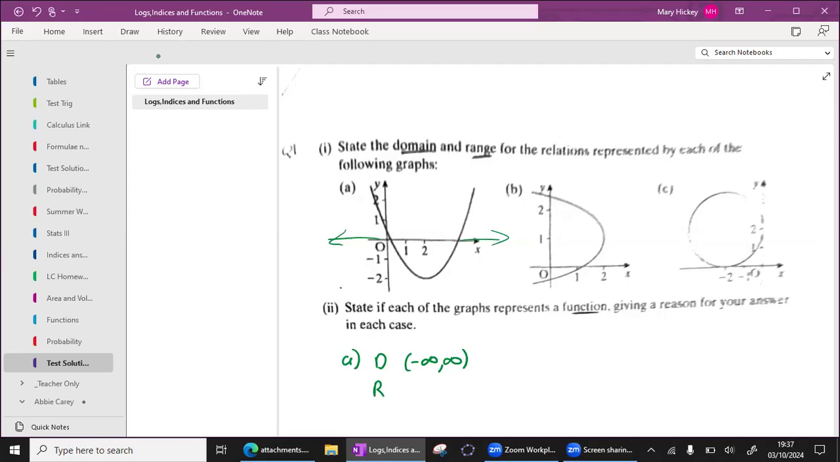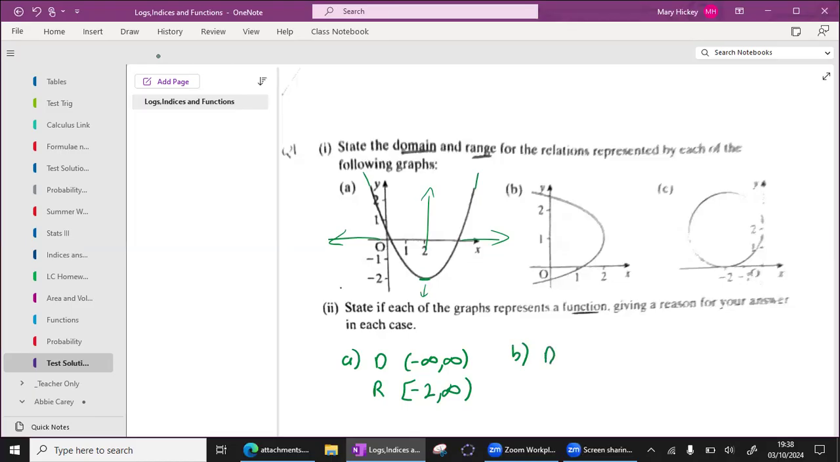Now, regarding the range, how high and how low can I go? We always start with the low. So this graph only goes as low as -2, and there's no part of the graph below that. So the very lowest I can go is -2, including -2, which is why I have a square bracket. But then there's no limit to how high I can go because those legs of the graph can keep going. So it goes then to infinity and a rounded bracket there. I'll come back to the function in a sec, but I'm going to do part B next.